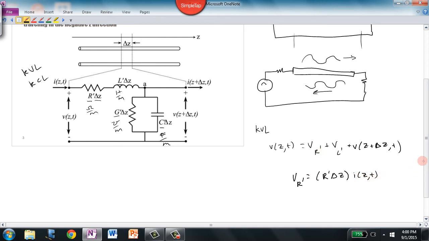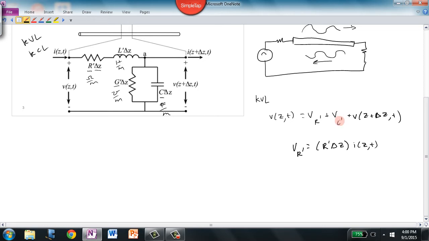So that's VR prime. What about the voltage drop across the inductor? Well, the formula for the resistor is just V equals IR, just in cosine form. If we were to extend that to the inductor, VL prime is going to be equal to the total inductance L prime delta Z times what we call the partial derivative with respect to time of the current flowing through the inductor.